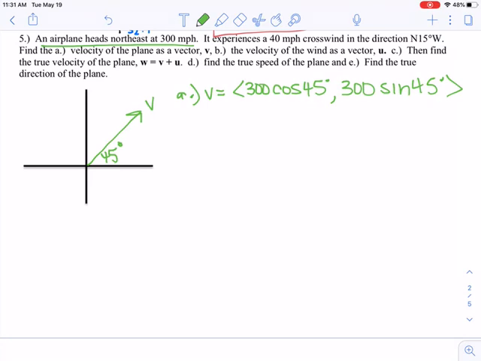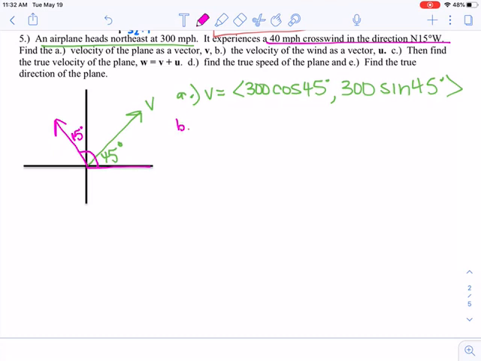Now let's look at our wind. Our wind is blowing at 40 miles per hour in the direction northwest 15 degrees. So here's my wind, and it's making a 15-degree angle here with the north line towards the west. So if I look at its whole angle in standard position, I'm going to take 90 plus 15, and it's making a 105-degree angle with the x-axis here.